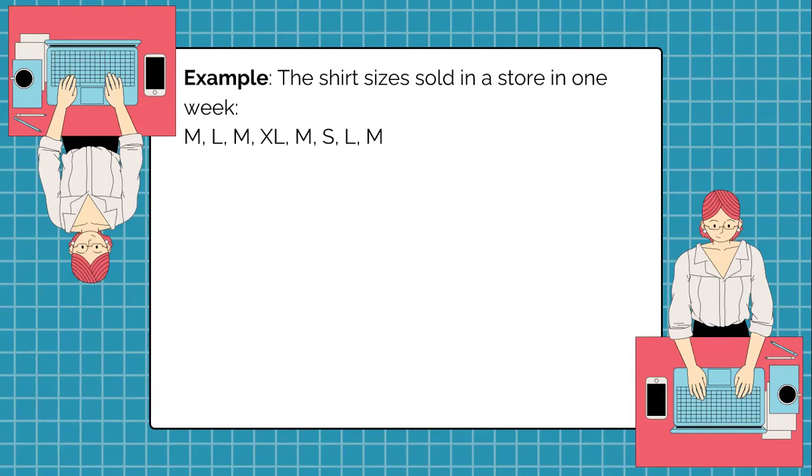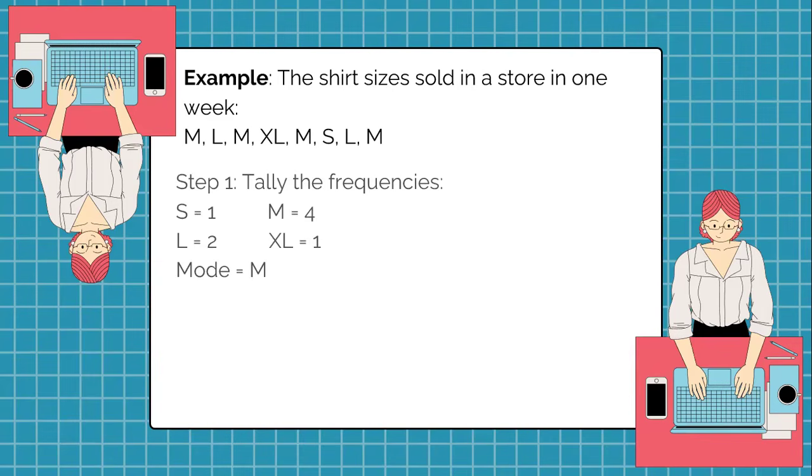The shirt sizes sold in a store in 1 week are medium, large, medium, XL, medium, small, large, and medium. Getting their tallies, we have one for a small t-shirt. We have two large t-shirts. For the medium sizes, we have four, and for XL, we have one. So obviously, the mode is the medium size.